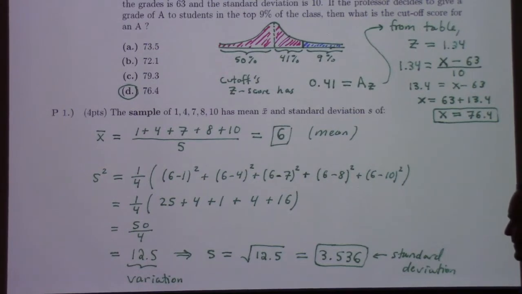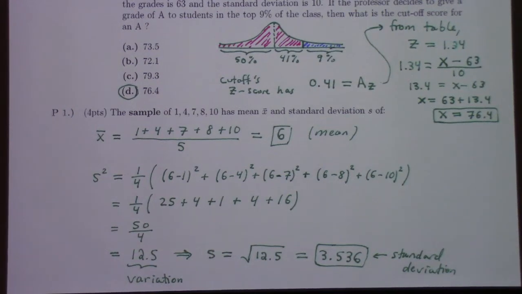And then I calculated the variance. Now this is a sample, so instead of dividing by 5, I divide by 4. So I have 1/4 of the sum of all these squares. This is the first data point subtracted from the mean, the second from the mean, the third from the mean, and so forth. When you add them up, you get 50, divide by 4, you get 12.5. That's the variance, which I didn't even ask for here. But if you calculate the variance, it's easy to find the standard deviation. You take the square root of the variance, and you get 3.536. There's your standard deviation. That's how you do problem 1.